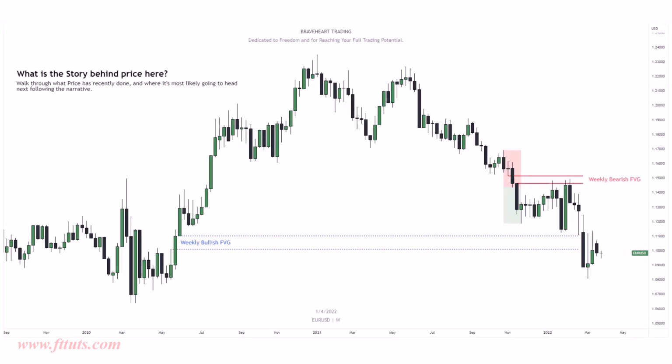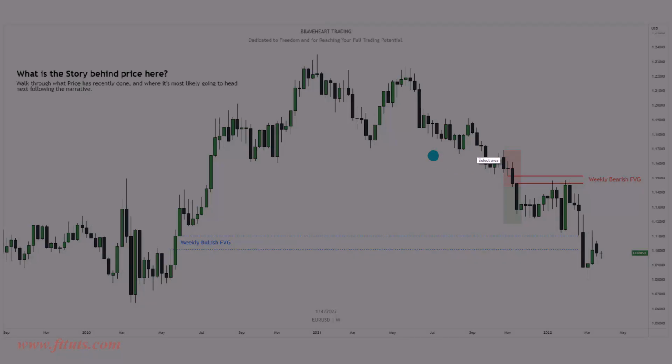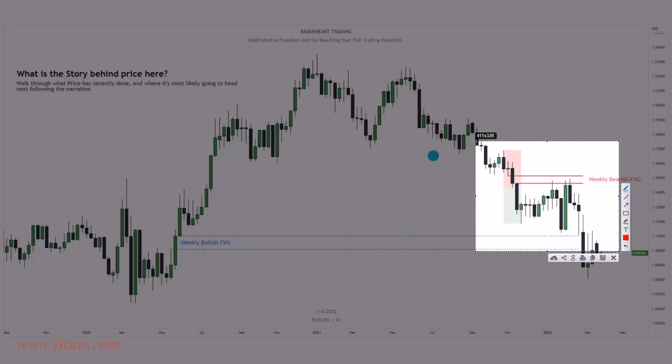So let's start with what was the previous story. What was the story behind price here? What happened previously? This is what you want to do. You want to walk through what price has recently done and where it's most likely going to head next. Okay? So what has price previously done? Well, we have a price range here from this high to this low.